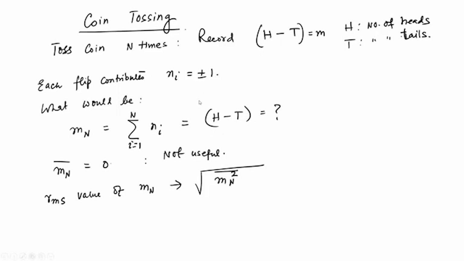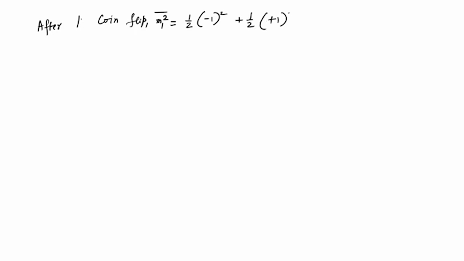So, let us do it by induction. Let us see what happens after one coin flip. What we have for this M1 square is half into minus 1 square plus half into plus 1 square, and this is equal to 1.